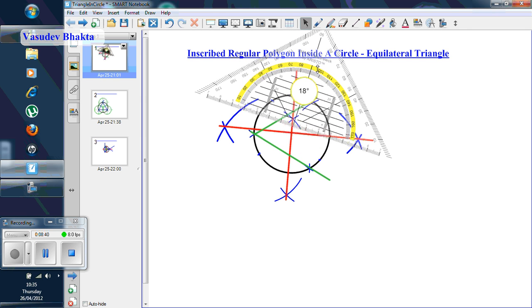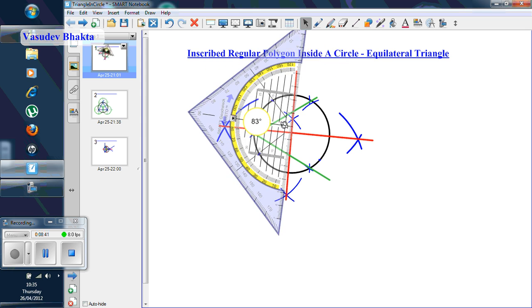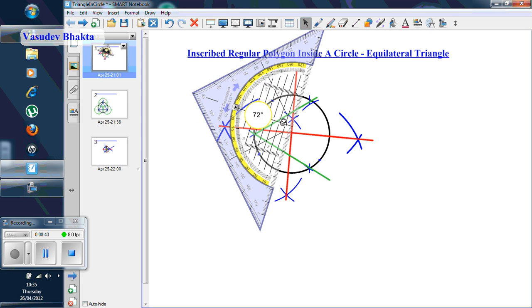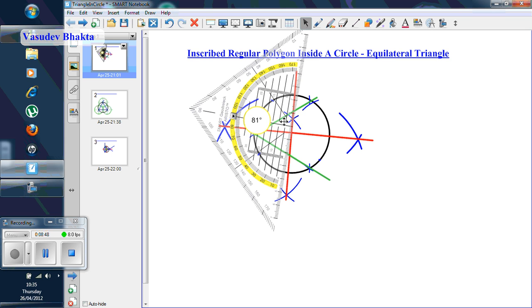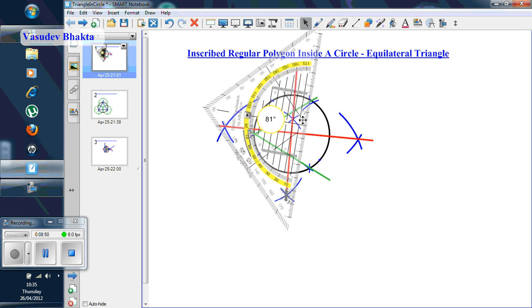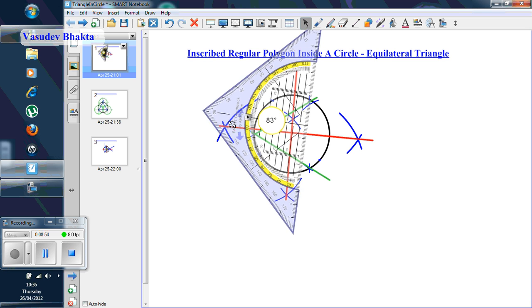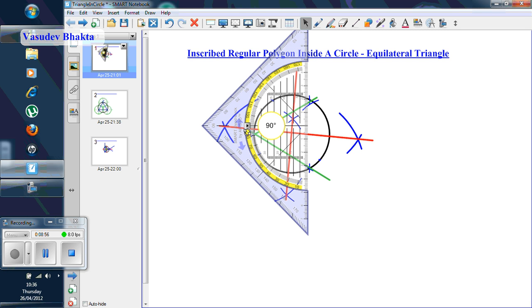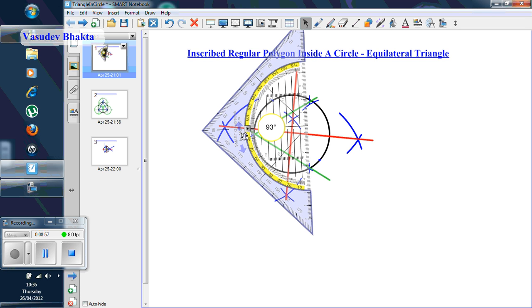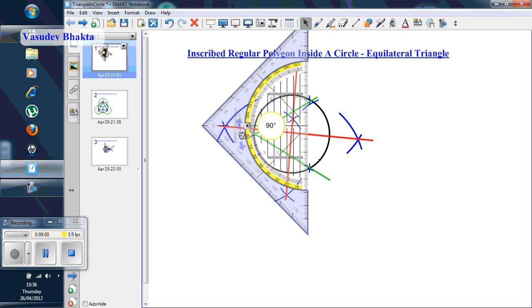spin that around. Again, what I've done is I haven't measured anything to draw this equilateral triangle, as you already know, and I haven't made any mathematical calculations whatsoever, just to draw this circle and inscribe a regular polygon within a circle.